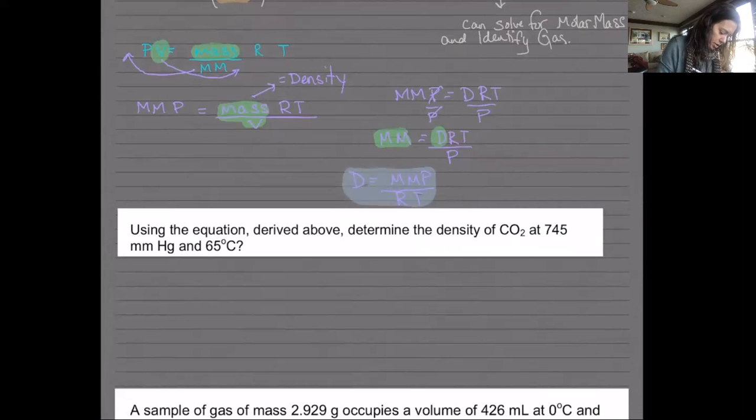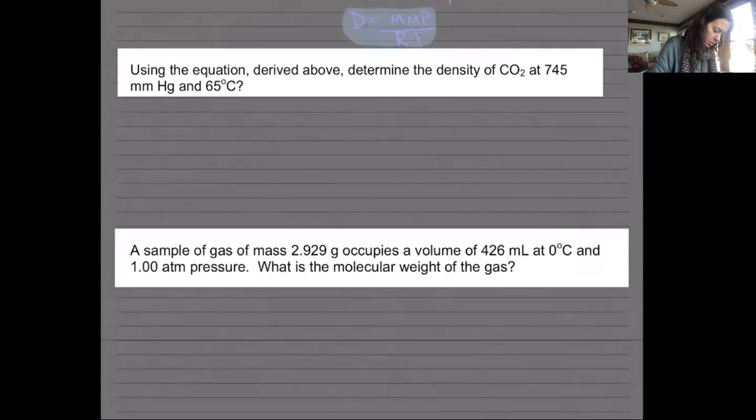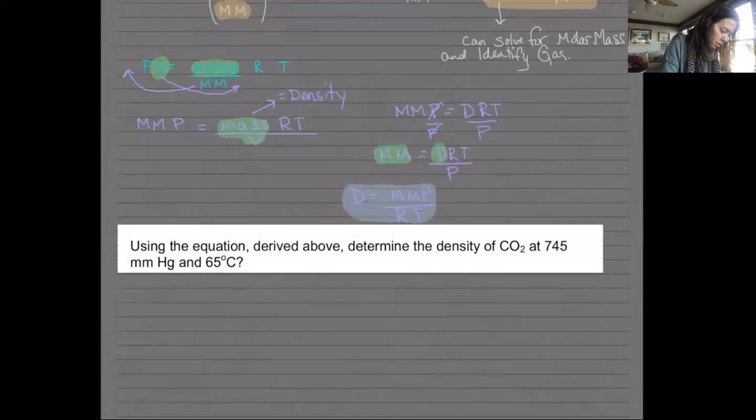Let's see what this little practice problem here says. Let's move him down a little bit. Using the equation derived above, okay, we can do that. Determine the density of CO2 at 745 millimeters mercury. So that is our pressure. And we have 65 degrees Celsius. Oh, let's go ahead and add 273 to that. Remember, we don't need Celsius.